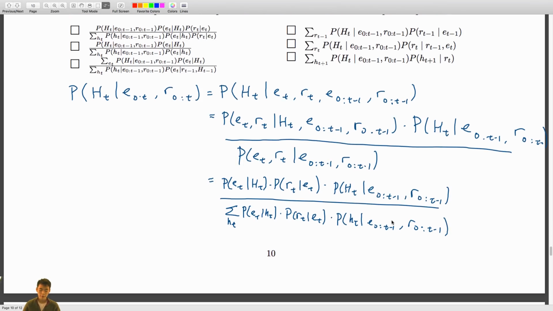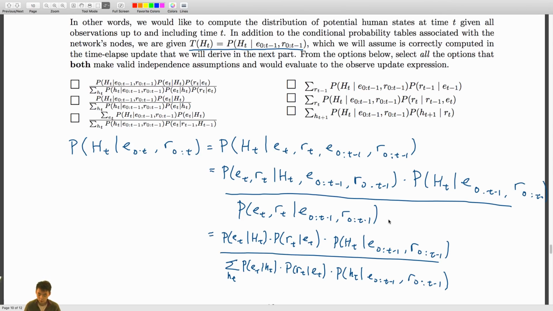Okay, and then at this point we're basically done. All we have to observe is that these two terms are the same, and then we can go back and look at the choices. If you look at all the choices, there's only two of them that match the form that we have. It's the first one and the second one, and the only difference between the first and the second one is that one will cancel out these two terms that are the same, and the other one doesn't cancel them out.